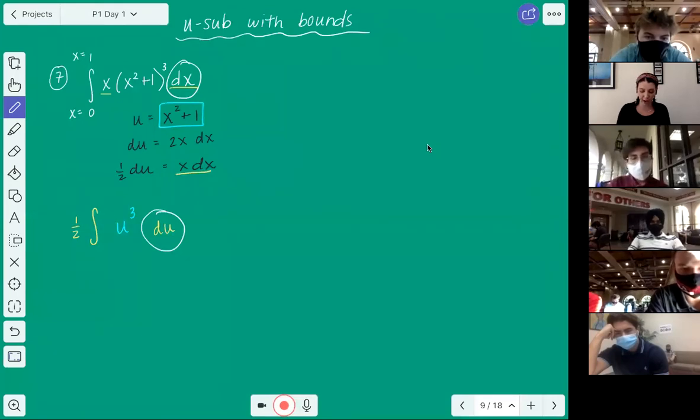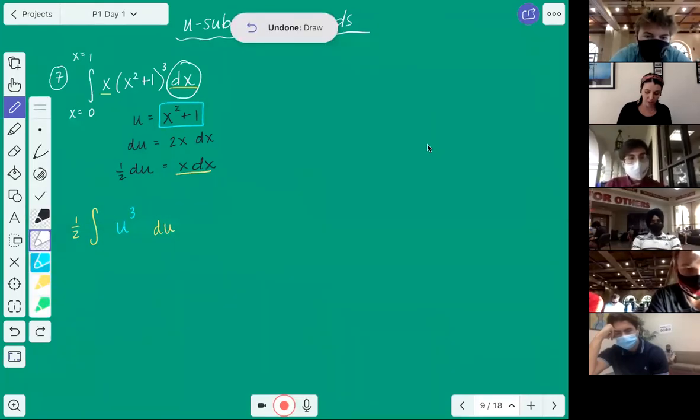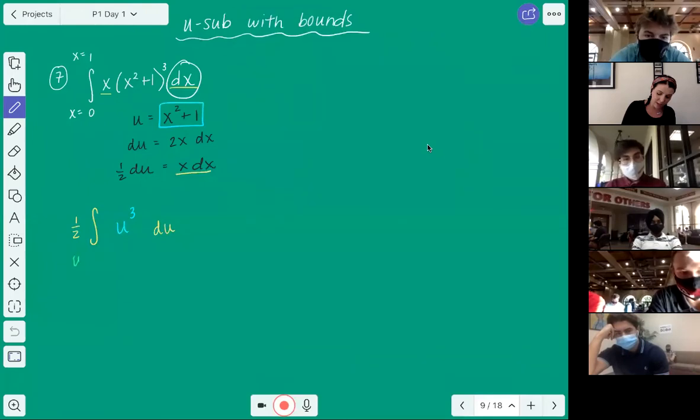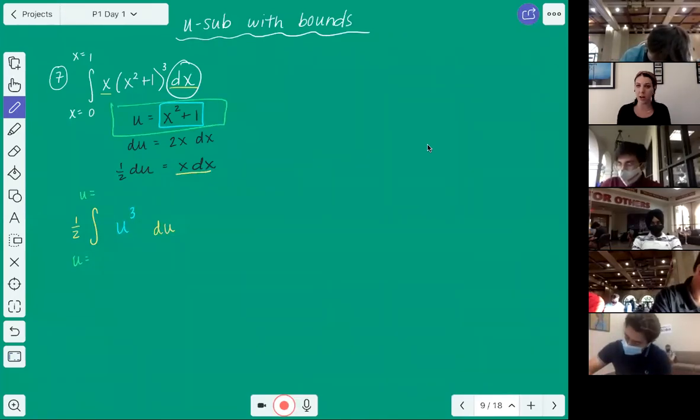I need to make sure I have bounds that are U equals bounds, not X equals. So I need a U equal bound here and a U equal bound here. What we're going to do to figure out what those bounds are is use the relationship we already set up. U is equal to X squared plus 1. Anytime in this new integral, that's what U is equal to.